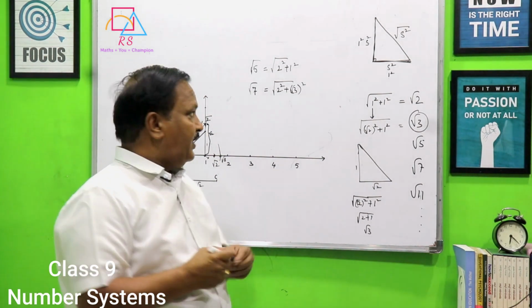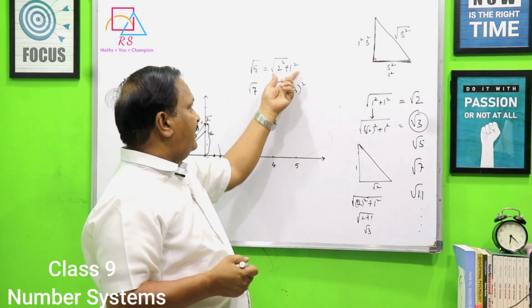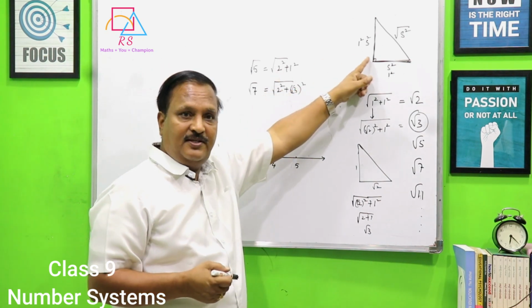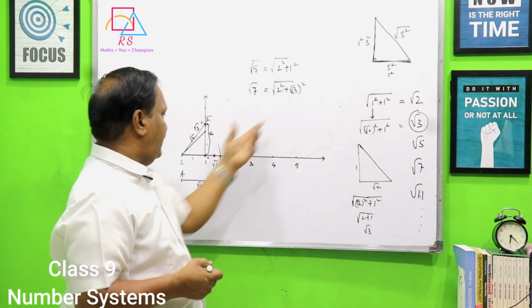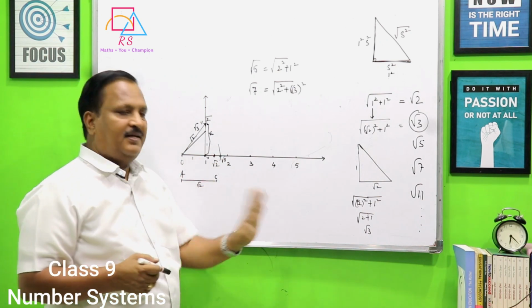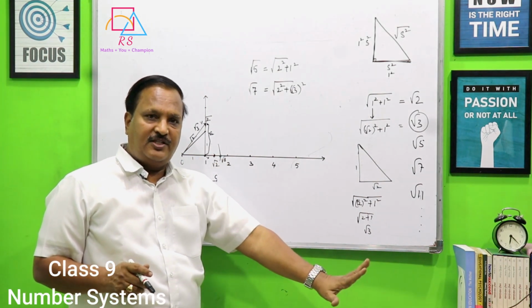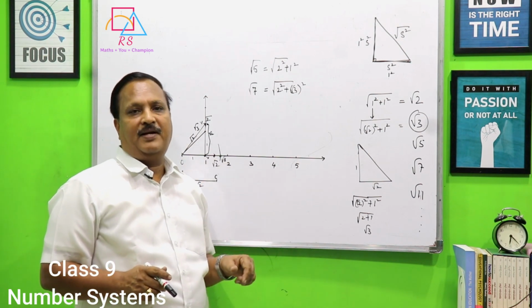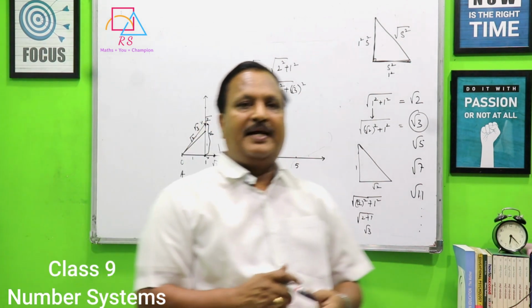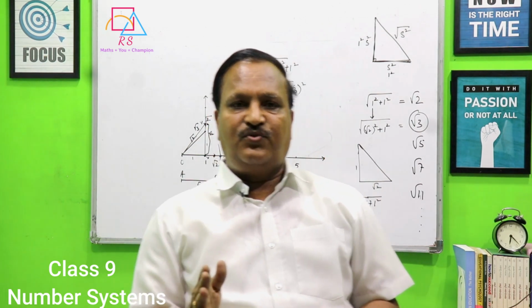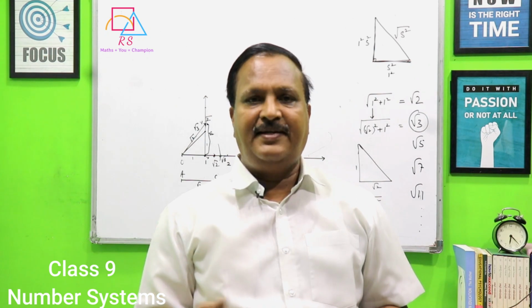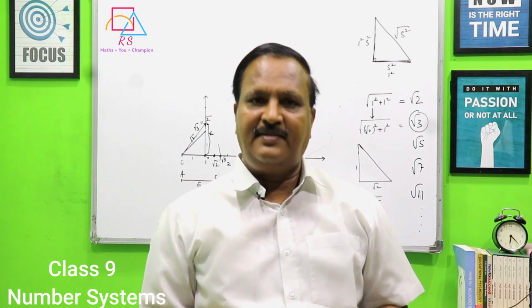So like this you have to make a sum of squares of two sides. That means Pythagoras theorem you have to bring it in this, and then accordingly using the appropriate geometrical instruments you have to locate these things on the number line. So please practice the other square root numbers also, which may come in the examination. Right? Thank you.